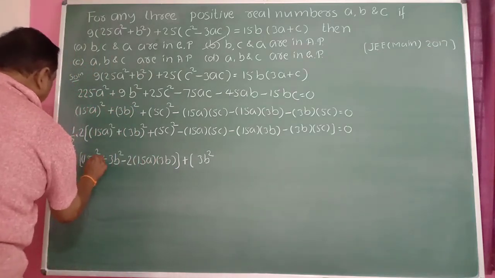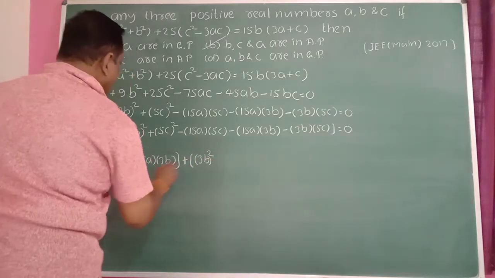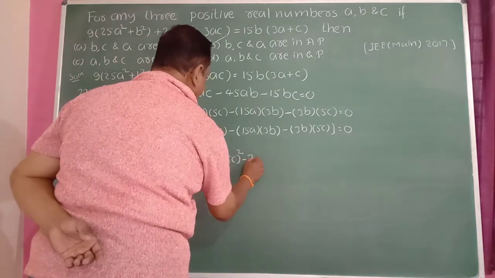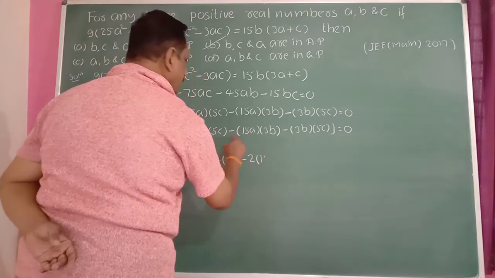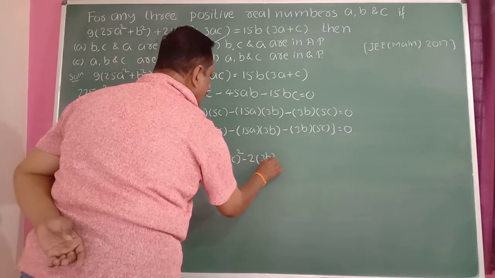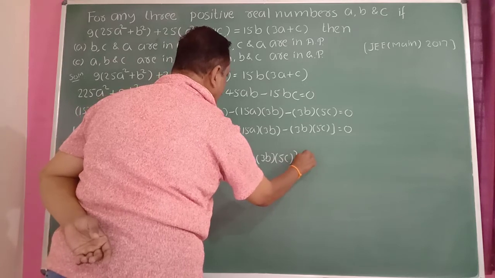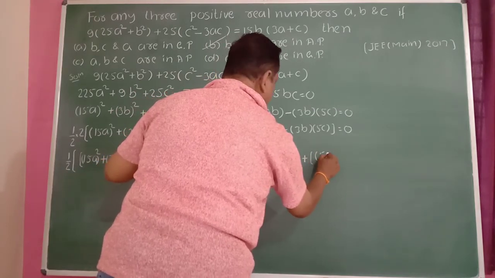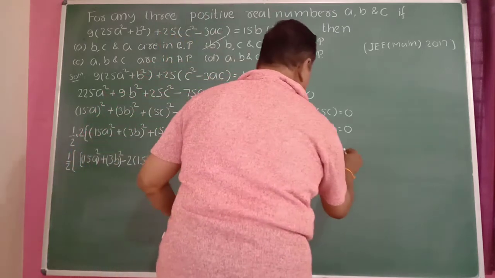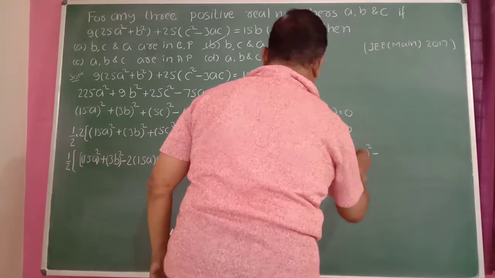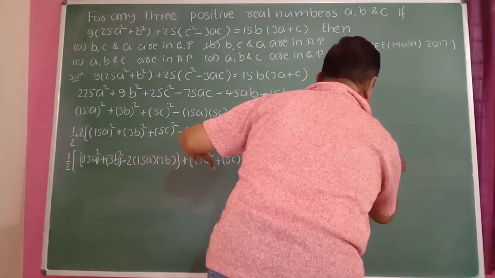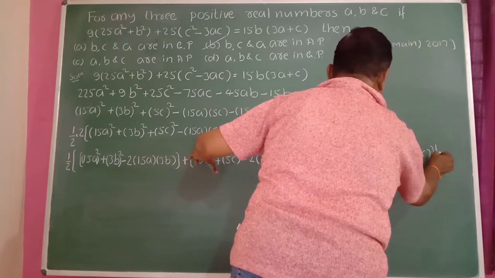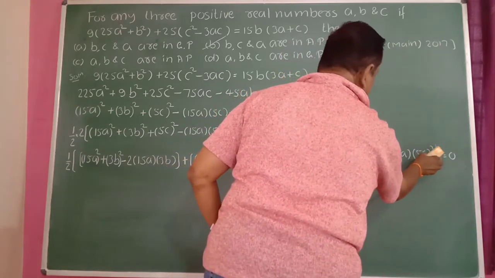So (15a)² written in the bracket, then (3b)² plus (5c)² minus 2 into 3b into 5c, bracket complete, plus (5c)² plus (15a)² minus 2 into 15a into 5c, bracket complete. That is equal to 0.